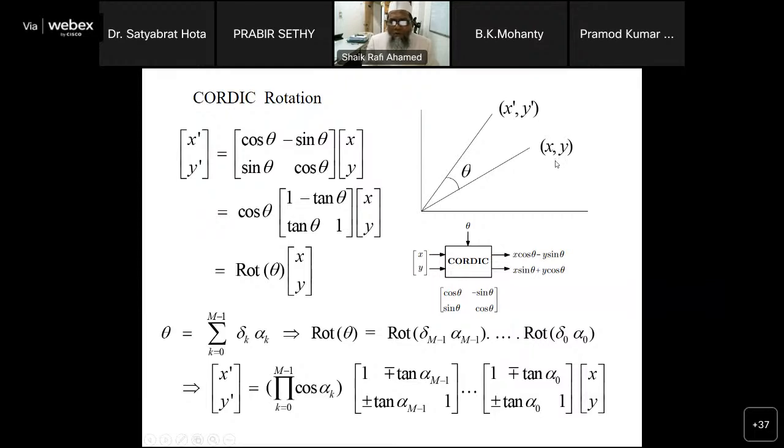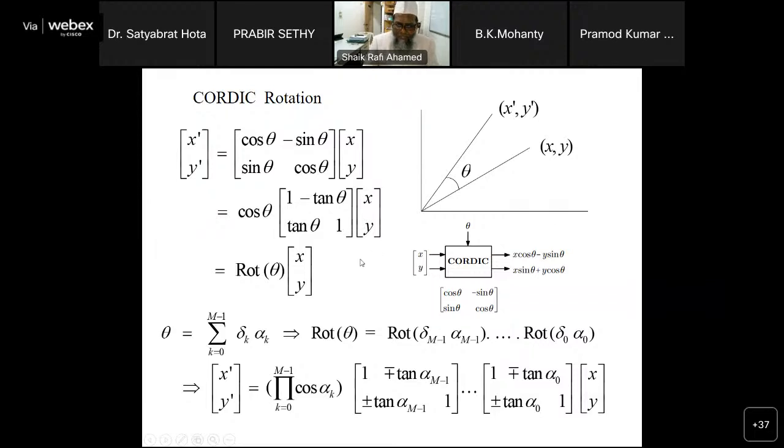Normally if I go up to infinite iterations, we will get 100% accuracy. But for practical purposes, you can use fewer iterations. As I have told, 4 or 5 iterations will be enough. It will give more than 90%, even nearly 99% accuracy. So instead of implementing with infinity, I will use only m iterations. If I take cos theta as common, we will get 1, minus tan theta, 1, times xy.